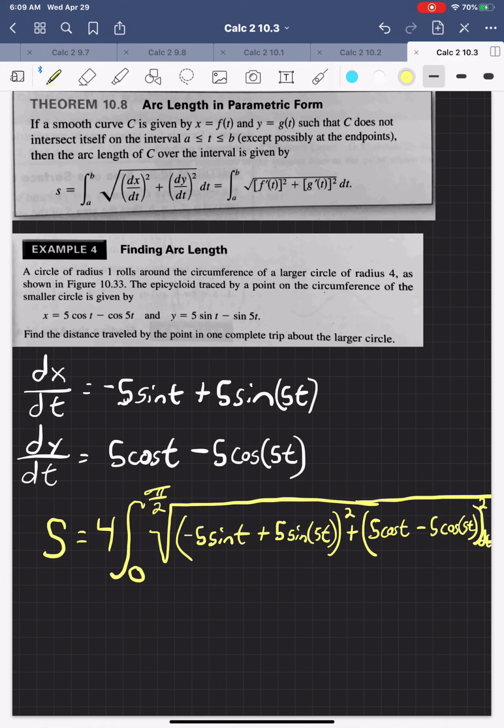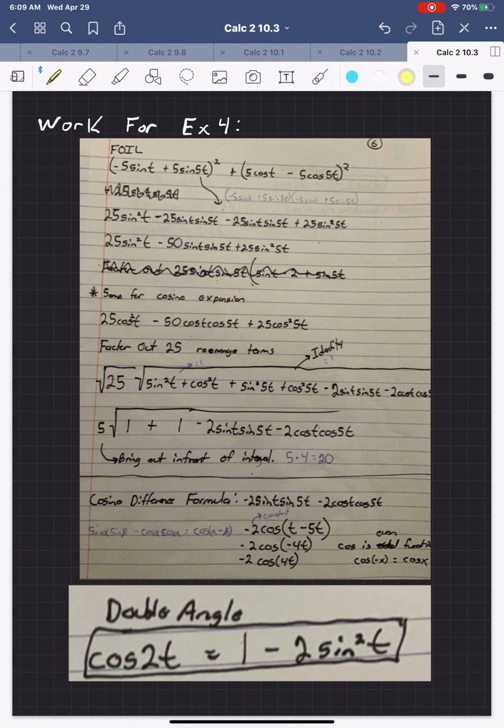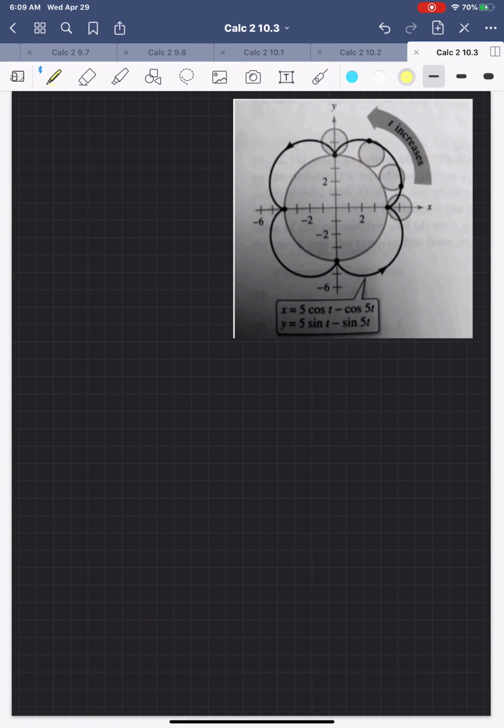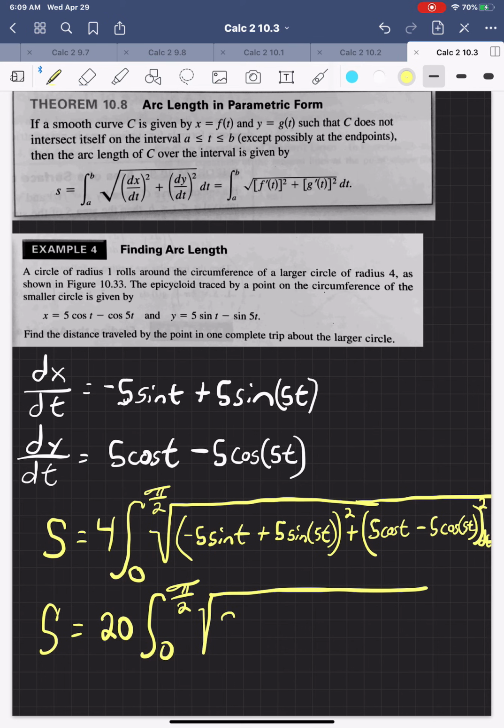So that leads me to S equals 4 times, remember it was the square root of 25, so that's 5, so 4 times 5, that's 20. We want to integrate from 0 to pi over 2. And what we had left at that point was 1 plus 1, so that's 2. And now I want to show you one more thing.